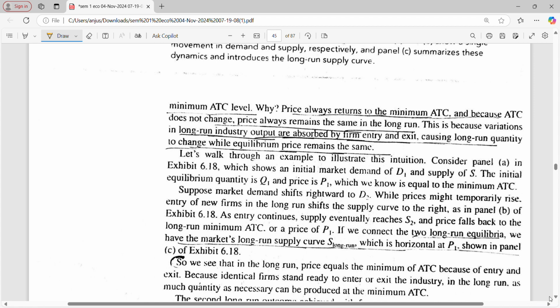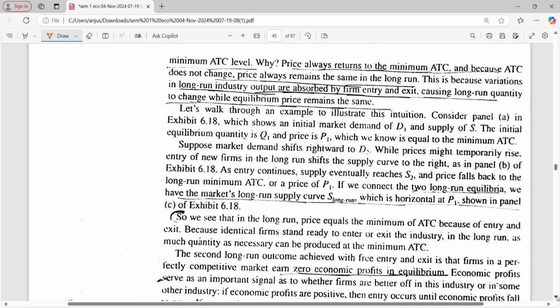Okay, so that's it with the 6th chapter. We are done here, and next class we'll be starting with the 7th chapter, perfect competition and the invisible hand. Till then, happy learning.